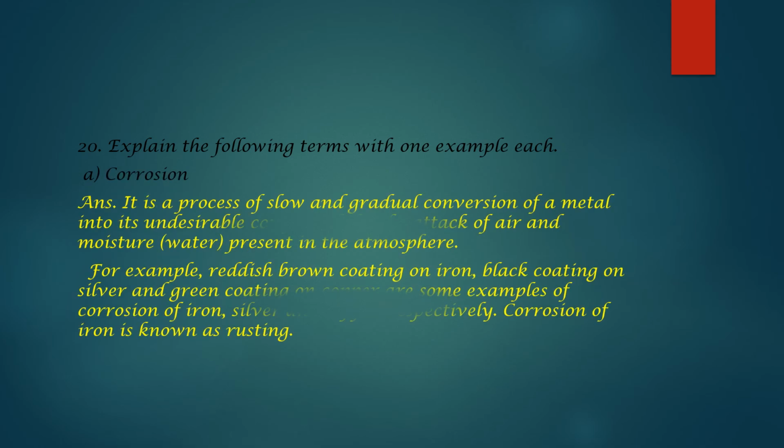Question number 20. Explain the following terms with one example each. A. Corrosion. Answer. It is a process of slow and gradual conversion of metal into its undesirable compounds, for example, sulfides, carbonates, oxides, etc., by the attack of air and moisture present in atmosphere. For example, reddish brown coating on iron, that is rust, black coating on silver, that is silver sulfide, green coating on copper, etc.